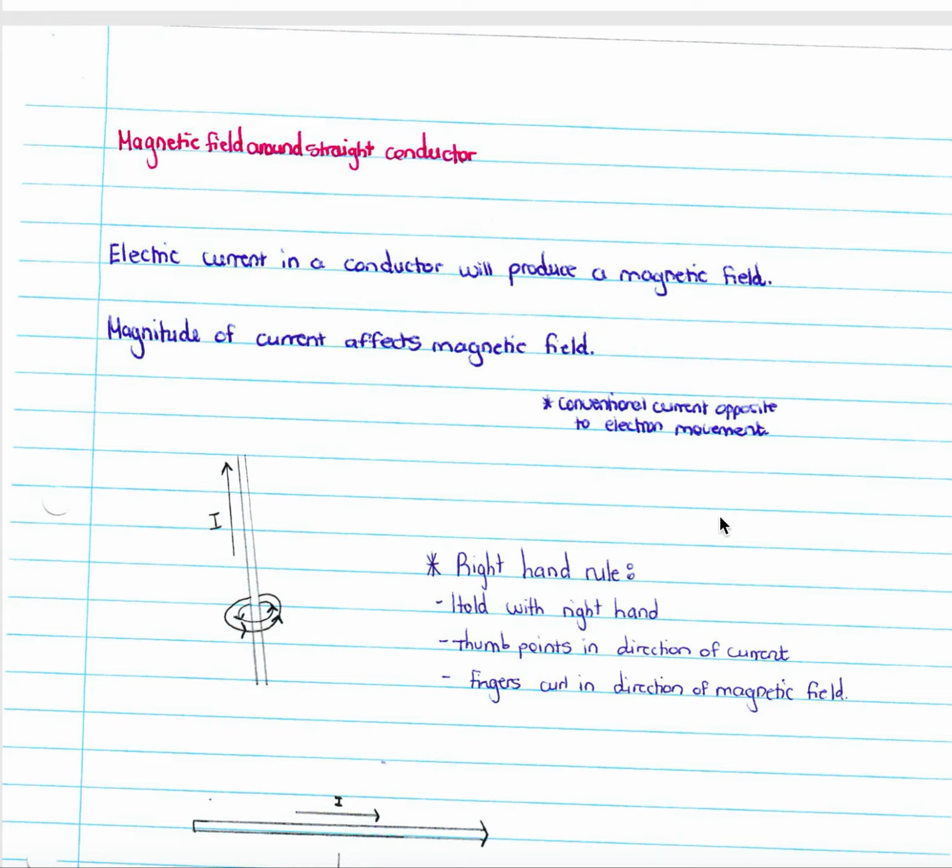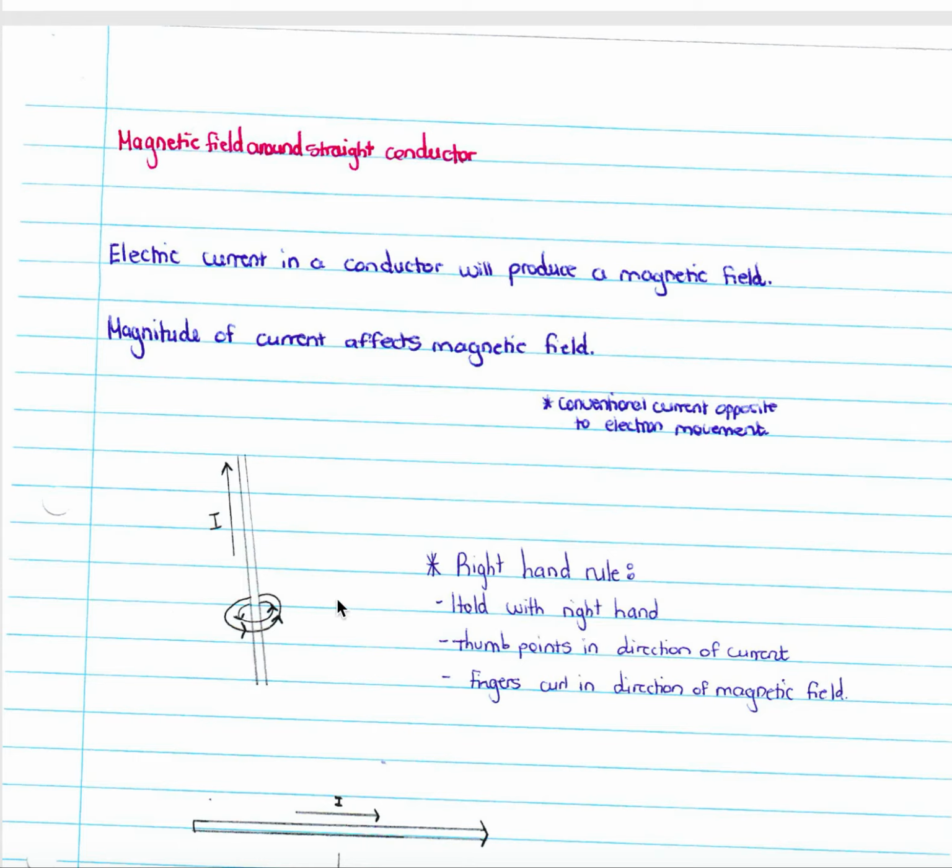You would hold the conductor with your right hand, you would point your thumb in the direction of the current, so in this case your thumb will be up and you will hold the wire, and the direction in which your fingers curl is the direction of the magnetic field. So if you hold this conductor with your thumb upwards, your fingers point towards you, and as you curl your fingers, that is the direction of the magnetic field, as we can see over here.